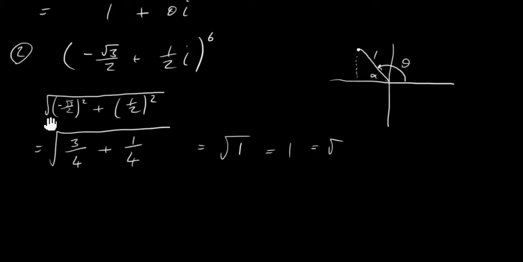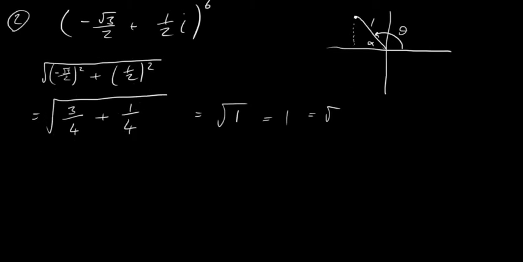Next we've got to find the argument, or the angle theta here. The way we're going to do that is to find the reference angle alpha. To find the reference angle, I'm going to use tan of this particular angle. We know we went out a distance of minus root 3 over 2, so root 3 over 2 is our absolute value, the distance here. And then we went up a half. So the tan of alpha is going to be a half over root 3 over 2.